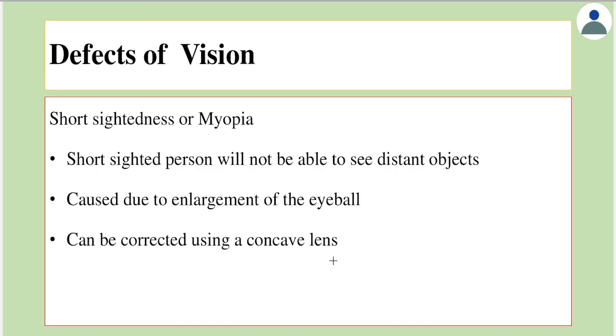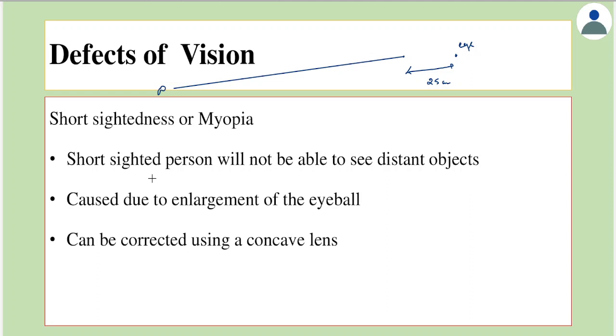Hello everyone, let's study about the defects of vision. We've seen that for a normal human eye, the near point would be at a distance of 25 centimeters from the eye, and then the far point goes till infinity. So a human being can see from the near point till infinity. That is the range of vision.